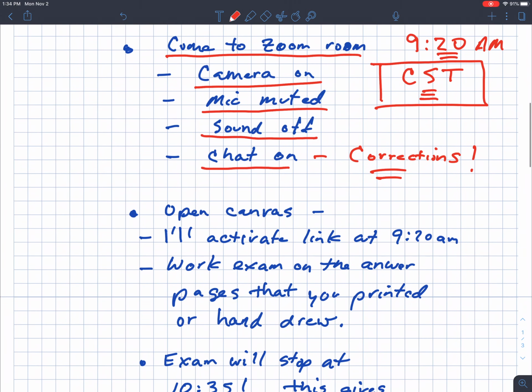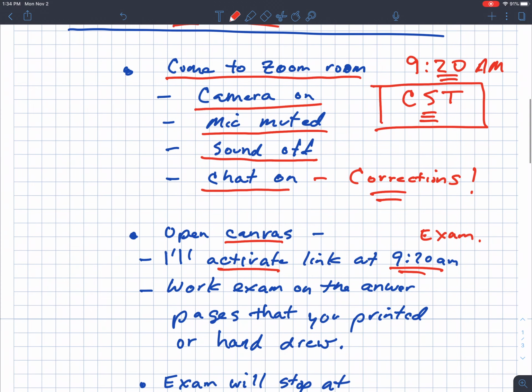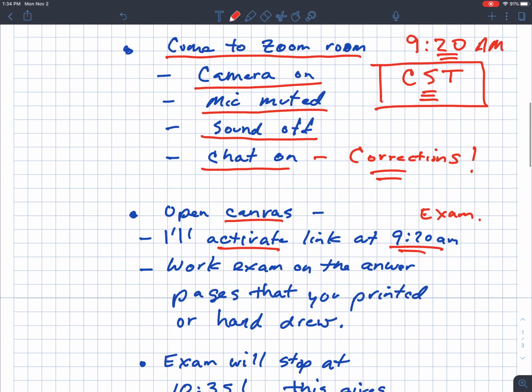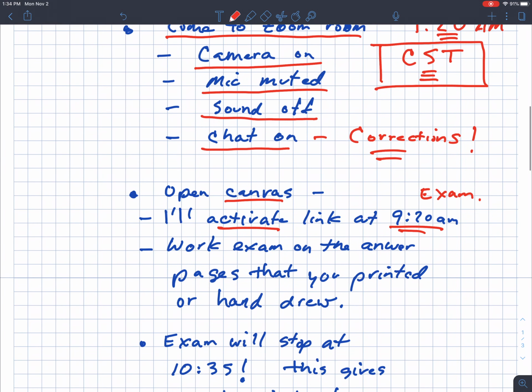Okay, so once you get into the Zoom room, you should open Canvas. You should see a link that I open at 9:20 for the actual exam. All right, I'll send you an announcement about the exam template earlier that morning. All right, work the exam in the answer pages that you either printed or that you hand drew. All right, get the spacing right.